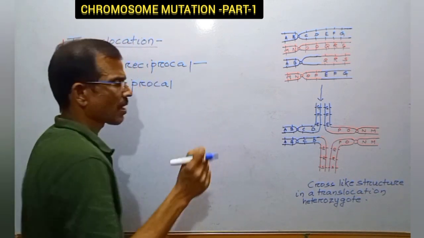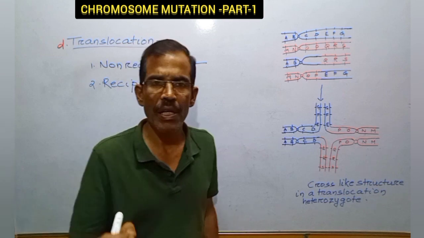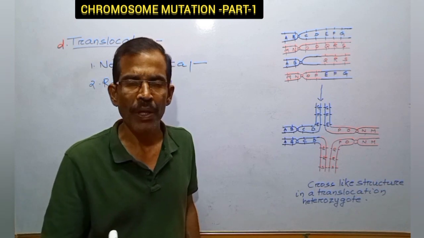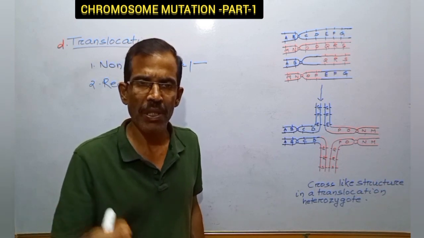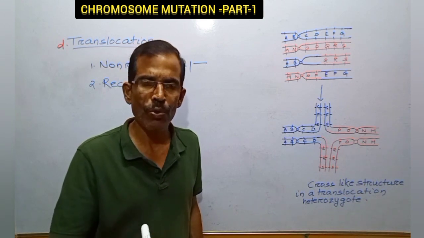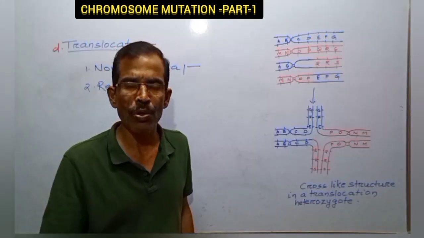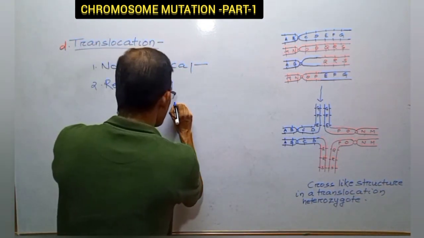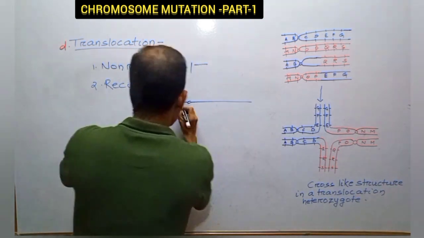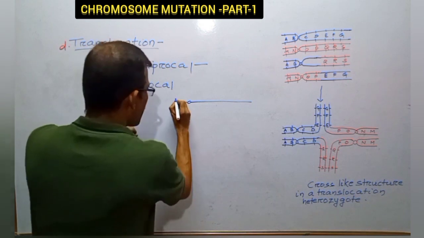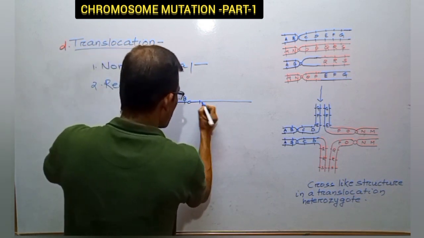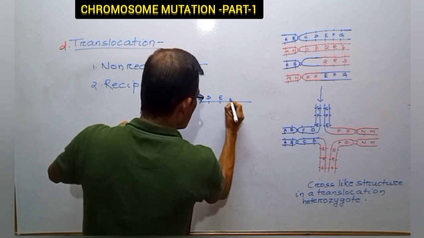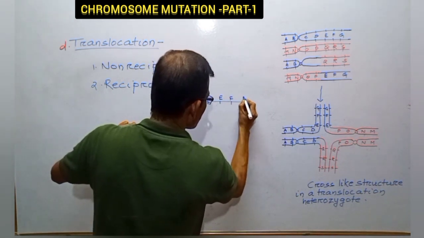In non-reciprocal translocation, genetic material is moved from one chromosome to another non-homologous chromosome. This is the one-way transfer of genetic material from one chromosome to another non-homologous chromosome. For example, A and B are two non-homologous chromosomes. So this is chromosome A, and the sequence is A, B, C, D, E, F and G.